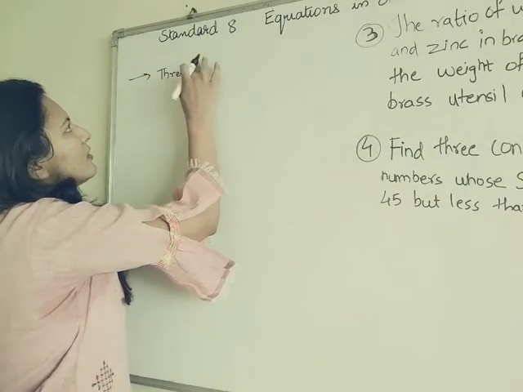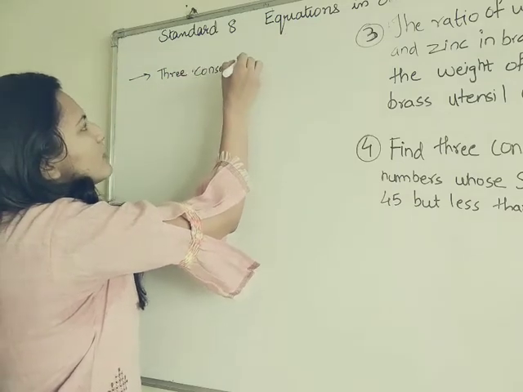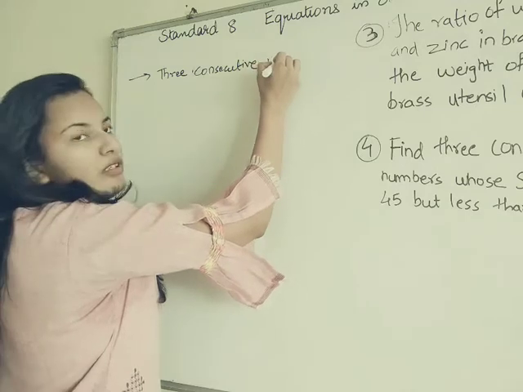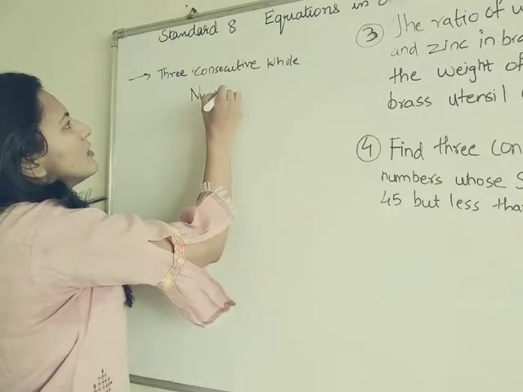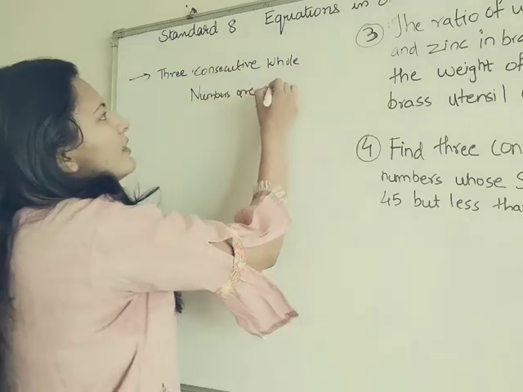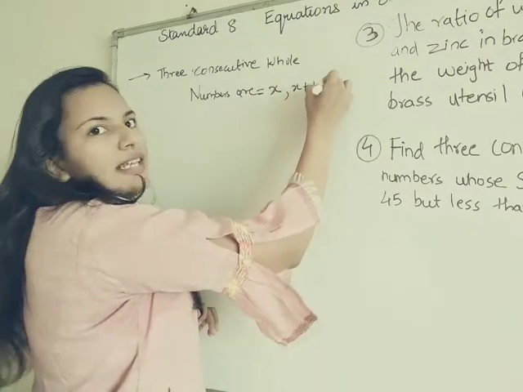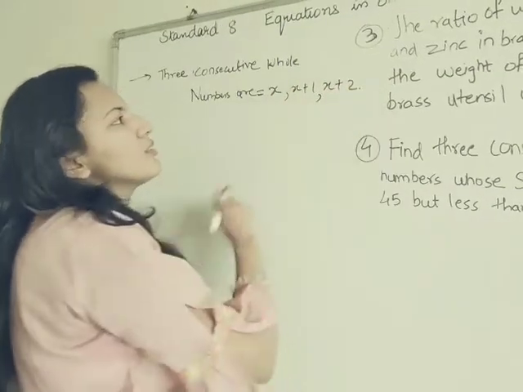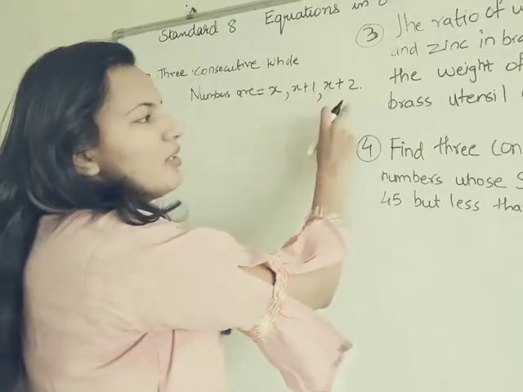three consecutive whole numbers are x, x plus 1 and x plus 2. So these are three consecutive whole numbers.